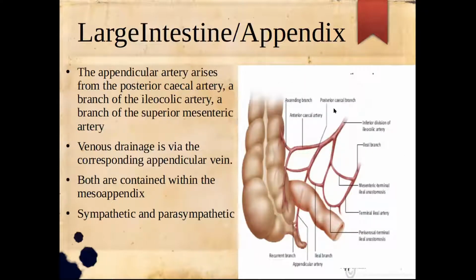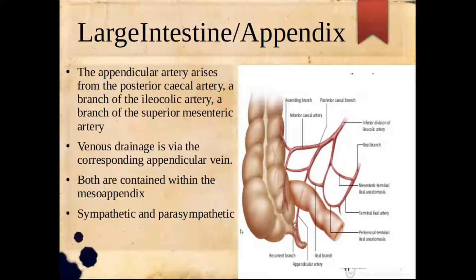Again, this slide shows the appendicular artery comes from the posterior cecal artery, a branch of the ileocolic artery, a branch of the superior mesenteric artery. This is the posterior cecal branch from the ileocolic artery, and this is the appendicular artery. The venous drainage corresponds to the appendicular veins, and both of them are present in the mesoappendix.